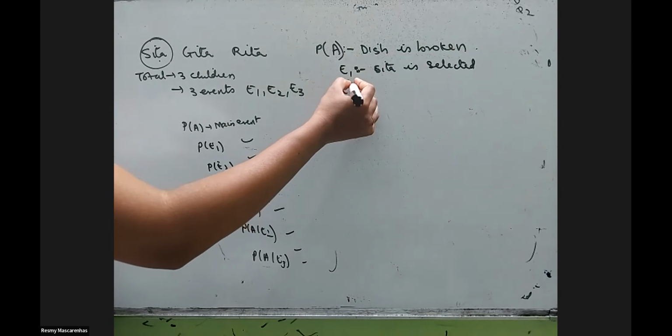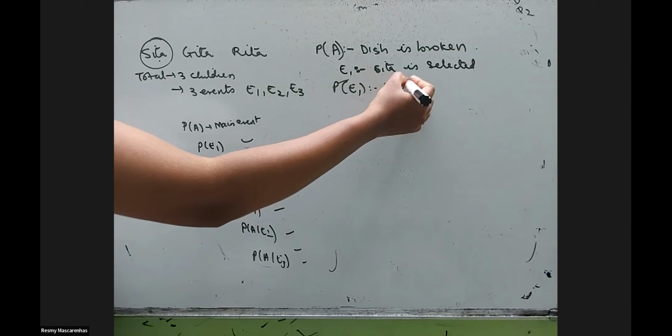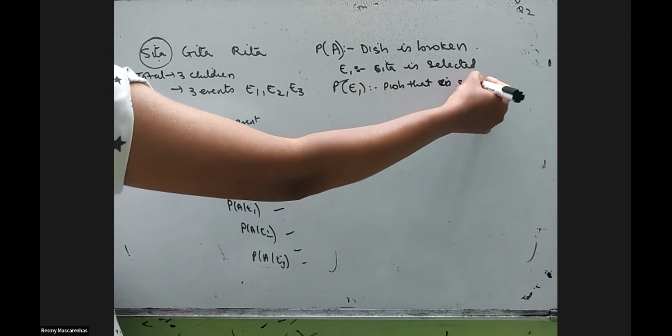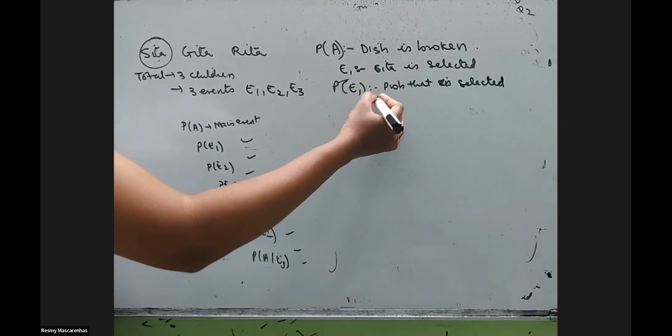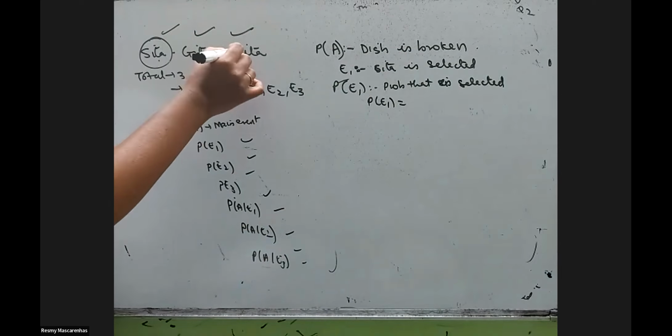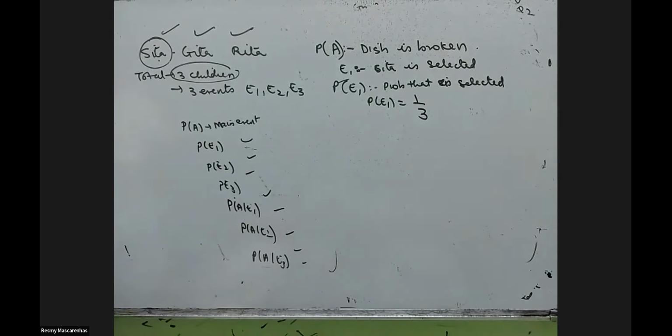What is the probability? Probability that Sita is selected. P of E1 will be how much? How many options did the parent have? 3. So Sita is one of them, so it will be 1 by 3.